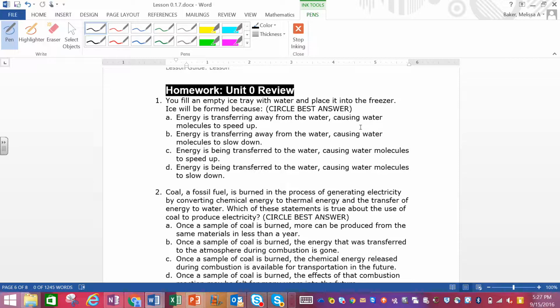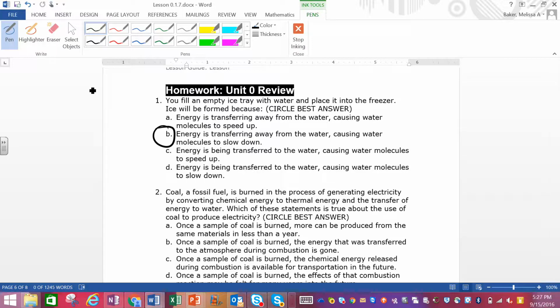Energy is transferred away from the water, that's true. Causing water molecules to speed up, no. If they're having energy transferred away, they're going to slow down. So let's look at B. Energy is transferred away from the water, causing water molecules to slow down. Yes. And then let's just look at C and D.